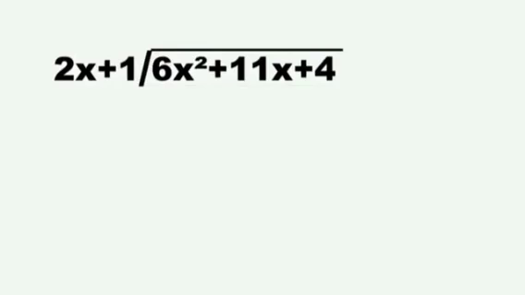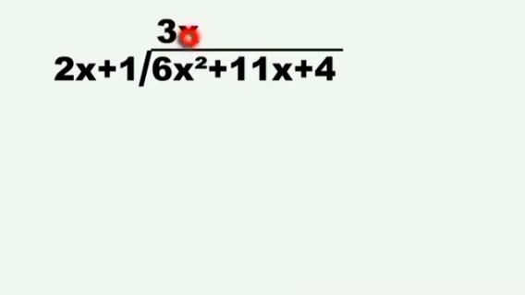So we have here 2x plus 1 as the divisor, and this is the dividend, 6x squared plus 11x plus 4. First, we have to divide 6x squared by 2x. So 6x squared divided by 2x is 3x, and we have to put the 3x above.